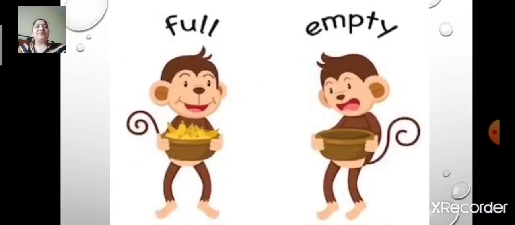Next, full, empty. This monkey is carrying a basket which is full of bananas and this monkey is carrying an empty basket. So, full, F-U-L-L, and E-M-P-T-Y, empty are the two opposite words.